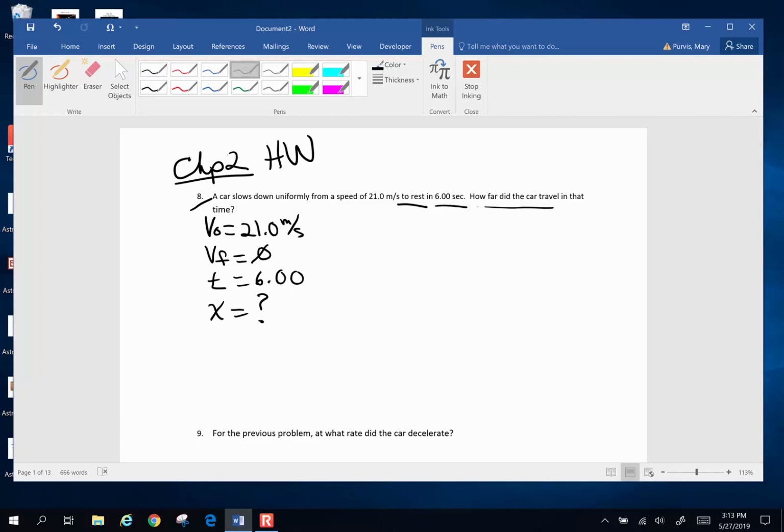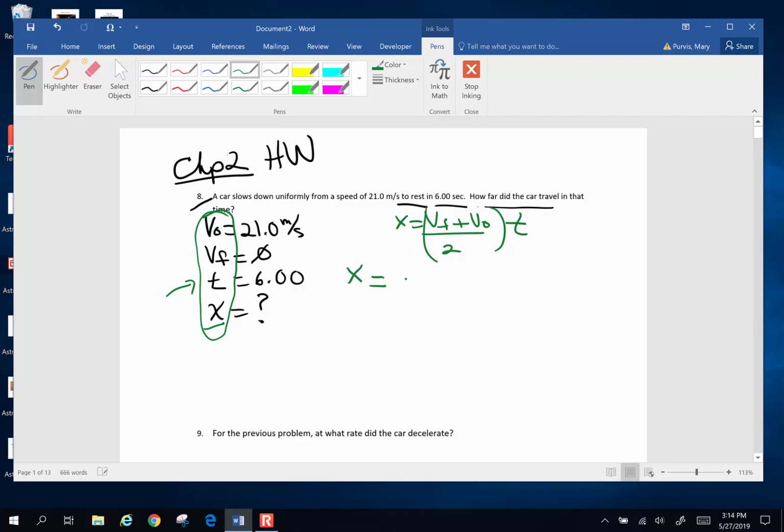You set things up in this manner so you can look at your variables and then you compare this to your list of equations to determine which equation you're going to use. Now, which equation has VO, VF, T, and X in it? I would choose X is VF plus VO divided by 2 times time. And I'm looking for X. This is looking for X, so no algebra is needed.